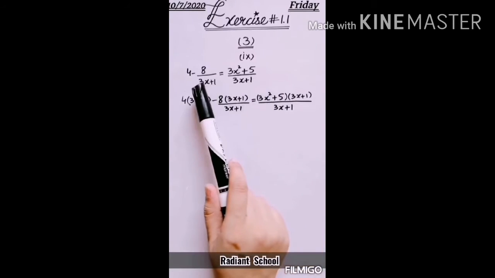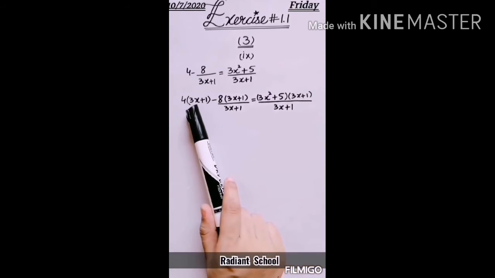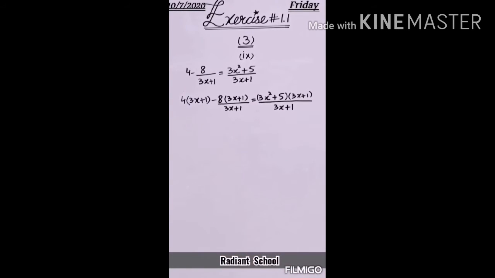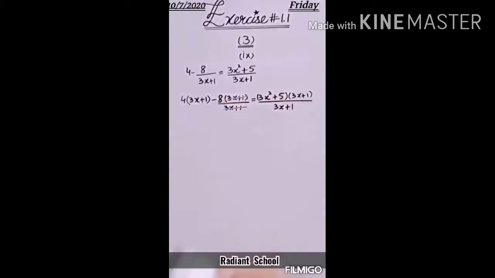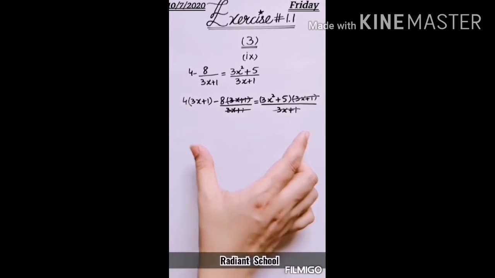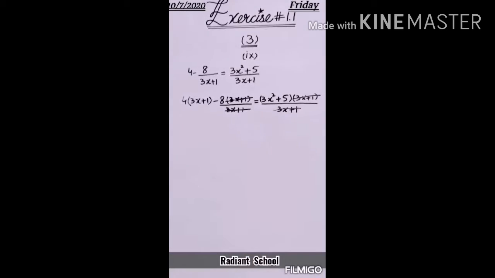What will be the LCM? 3x plus 1 occurs 2 times, so 3x plus 1 will be the LCM. You will multiply 3x plus 1 with all the terms on both sides, and after this you will cancel. If it can be cancelled, you cancel.